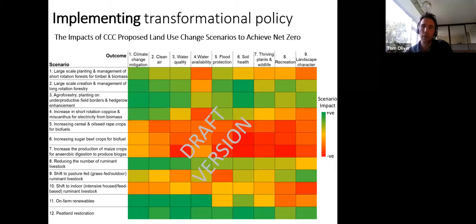Each of these colors, red meaning a severe trade-off, green meaning positive, relates to the average scores across experts. Underlying those, we can look at the uncertainty, but also collate the rationales and understand the context dependency around those impacts. But you can see here, just as an initial outcome, this broad swathe of red in the middle, where policies related to biofuels and biogas potentially have major negative impacts on soil health, thriving plants and wildlife, or recreation.